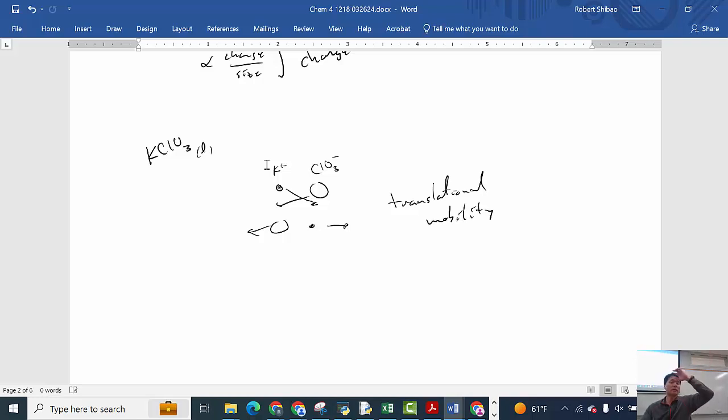And so look how bright the light bulb is. That's because we have lots of mobility. We have lots of numbers. I mean, that's a lot of potassium chlorate. This is just pure potassium chlorate. And we have charge. And therefore, we have good electrical conductivity there. Molten or liquid potassium chlorate.